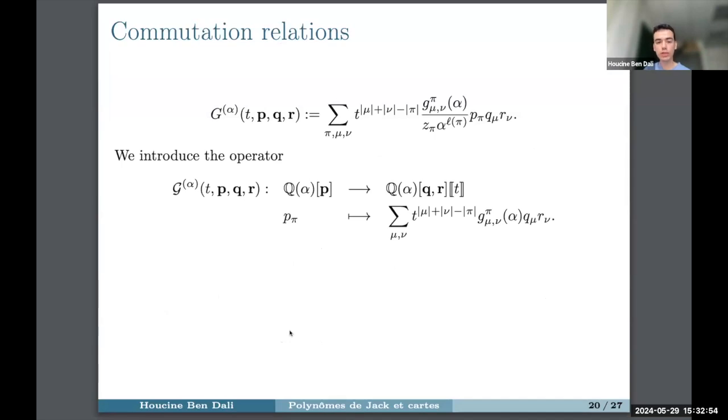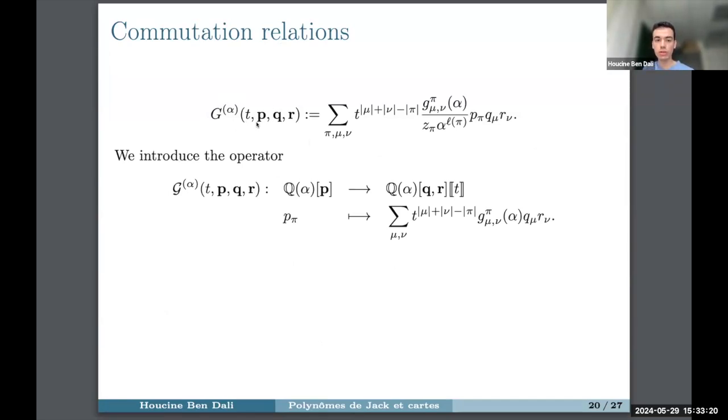Before giving the combinatorial proof for alpha equals 1, I would like to talk about commutation relations. It's just a reformulation of the main result, but instead of seeing it as a differential equation on the series of maps, we will replace this series G alpha by an operator G alpha. So how does this work?